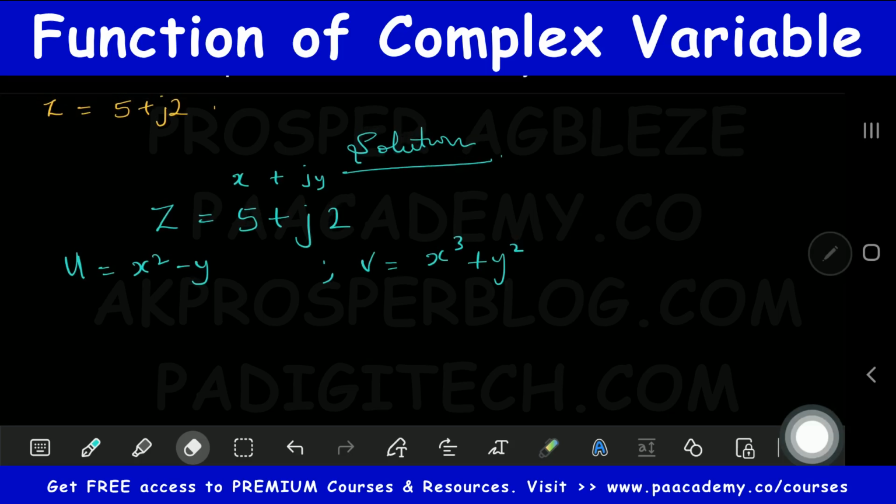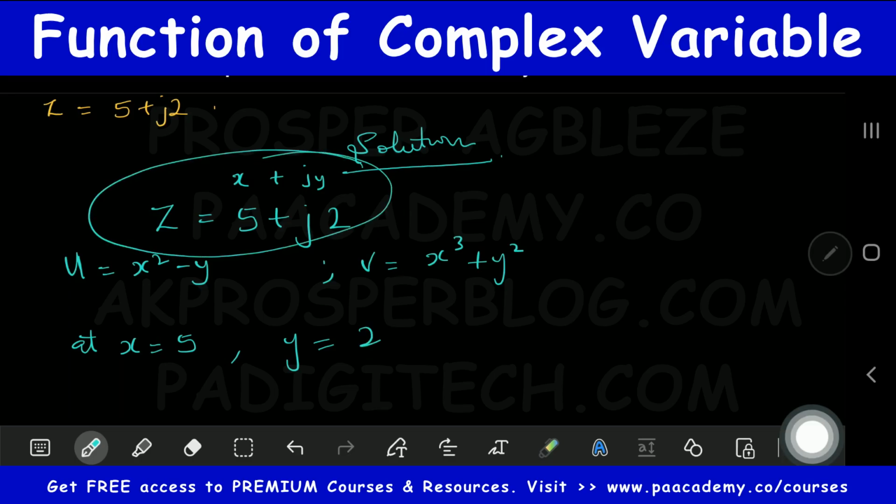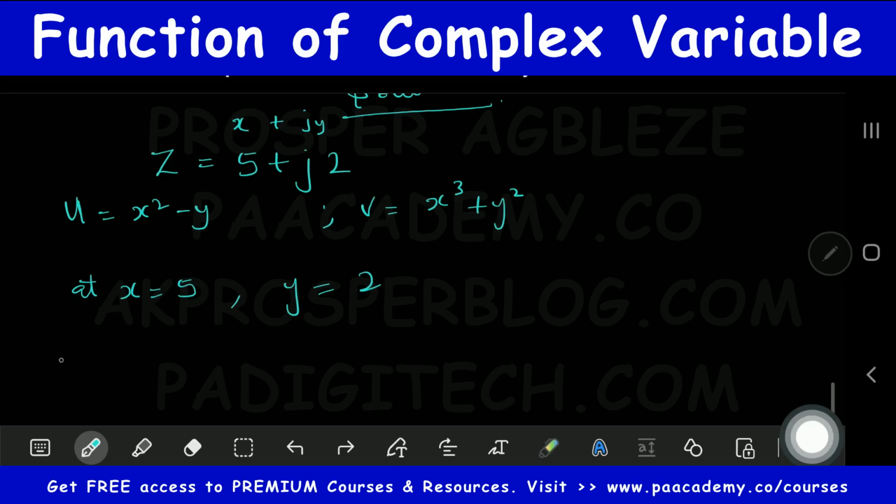With this being said, we have already separated them into the real part and the imaginary part. From the values that we are given, our z is equal to 5 plus j2, so we can conclude that x is equal to 5 and y is equal to 2. That means our u, which is our real part, is equal to x squared minus y, that equals 5 squared minus 2, sorry, minus, not plus. That's 25 minus 2, which is equal to 23.